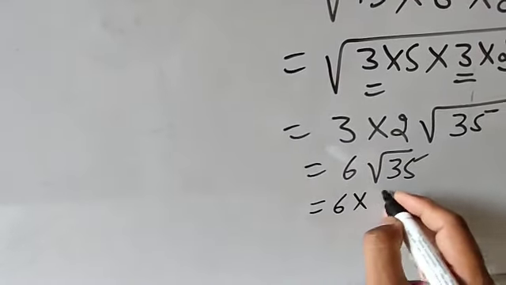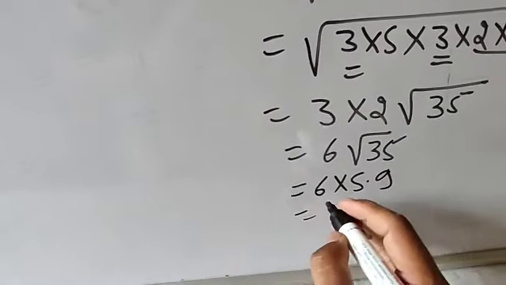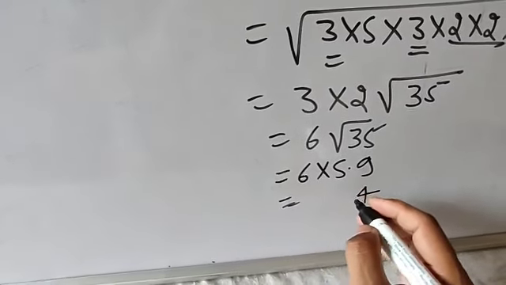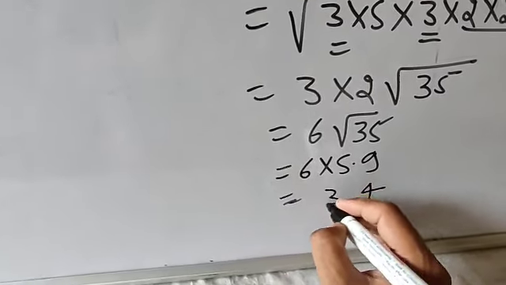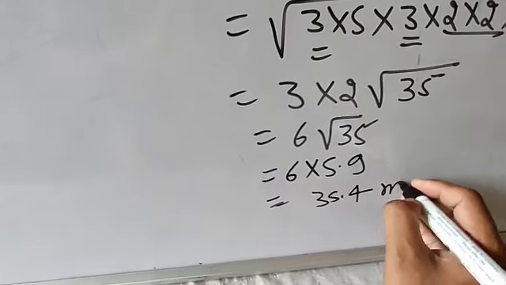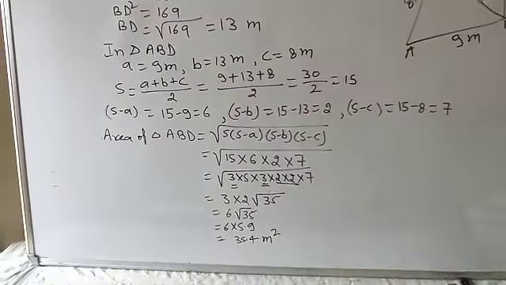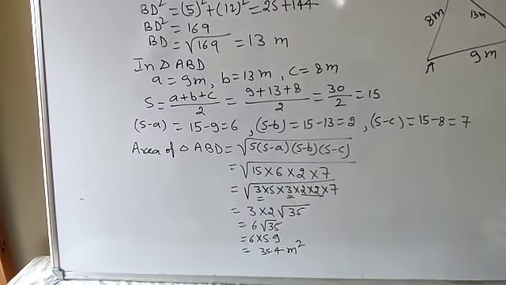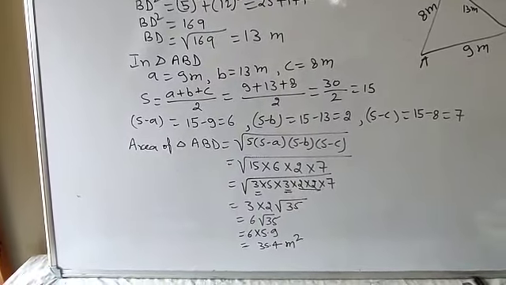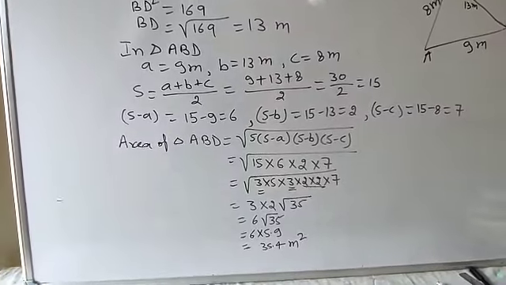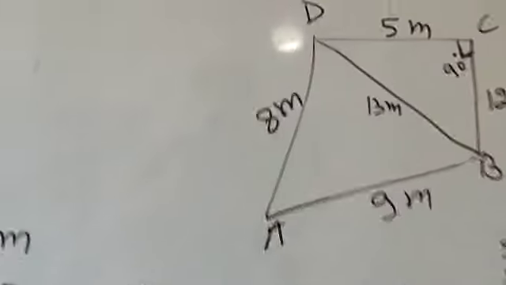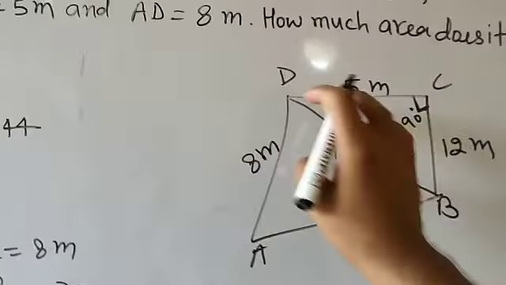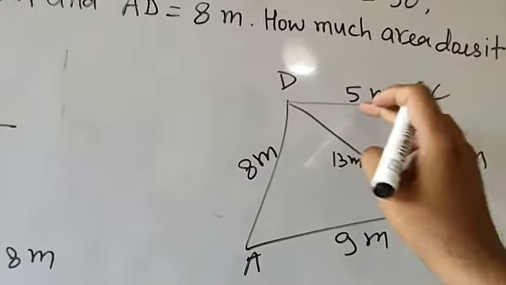So 6 into 5.9, it is equal to 6 9 are 54, 6 5 are 30 and 5, so 35.4 meter square. So the area of the triangle ABD is 35.4 meter square. Now in the same way you need to find the area of the triangle BDC. So all the three sides are there, 5, 13, 12.